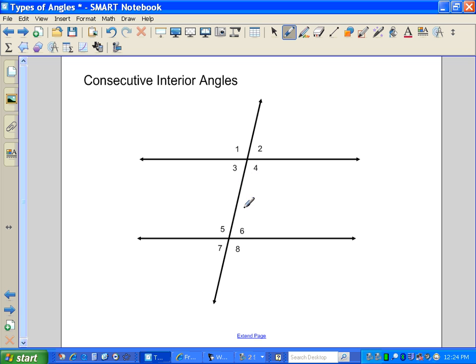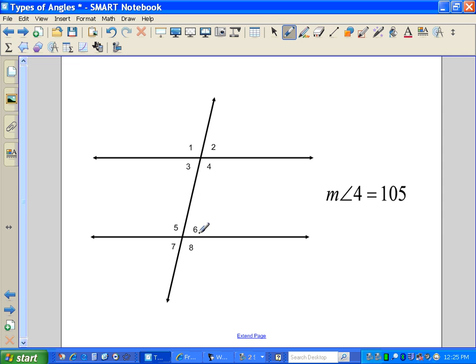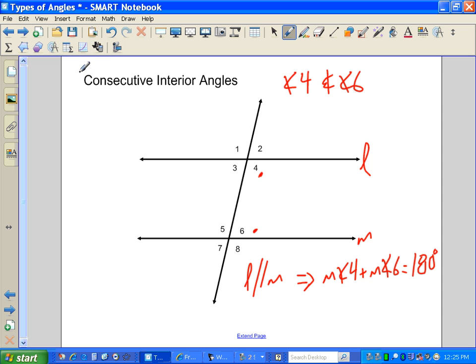Consecutive interior angles. Interior angles, that's 3, 4, 5, and 6. Consecutive, well, it can't mean they're on the opposite side because we have a word for that. It means they're on the same side. So angle 4 and angle 6 are consecutive interior angles. Okay? Condition, if L is parallel to M, then my consecutive interior angles are not congruent, they're supplementary. So the measure of angle 4 plus the measure of angle 6 equals 180 degrees. They're supplementary to each other. Okay? Oh, record moving pace here.